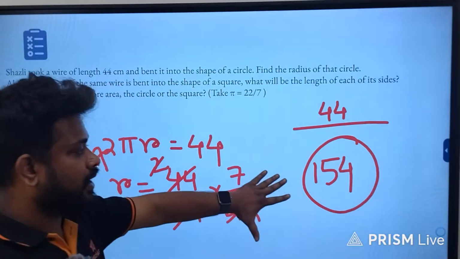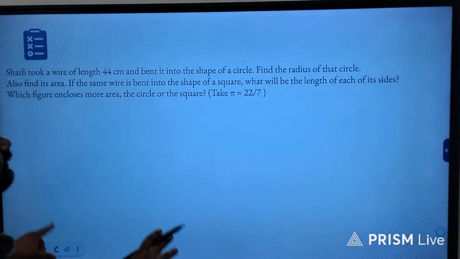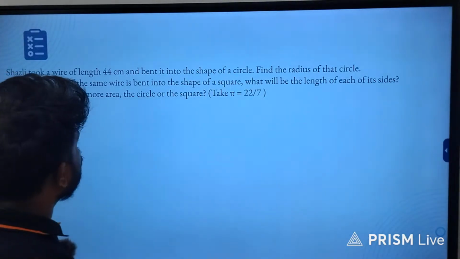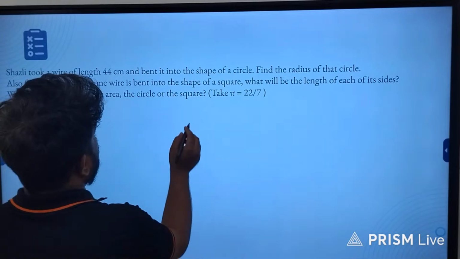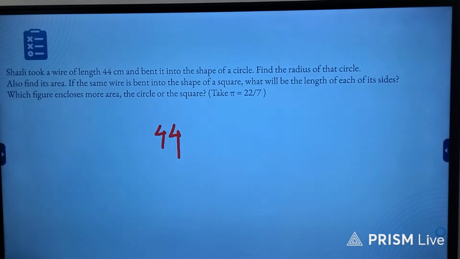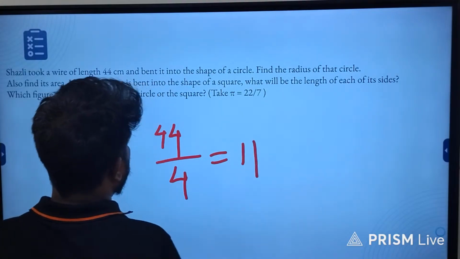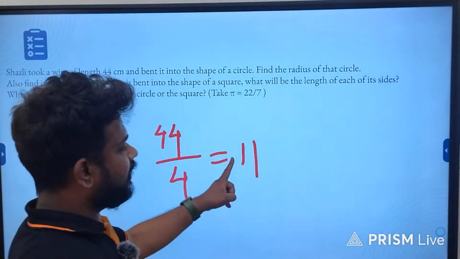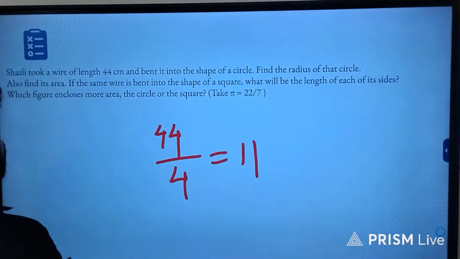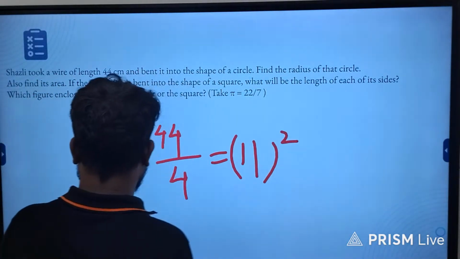circle is found. Now they are asking us, if we bend that length of the wire as a square, what will be the area of the square? For that case also, 44 is the perimeter of the square, and for a square we know that all sides are equal, that is 11 will be each of the sides. And the area will be 121, as 11 square is 121.